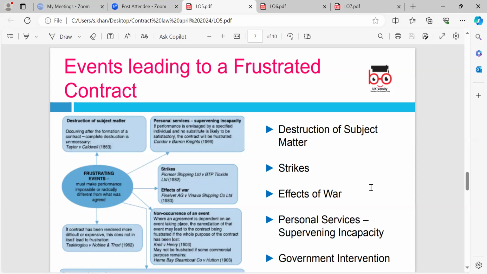The next one is personal services, supervening incapacity. If the performance is envisaged by a specified individual and no substitute is likely to be satisfactory, the contract will be frustrated. And the case of that would be the case of Condor v Baron Knights, 1966.